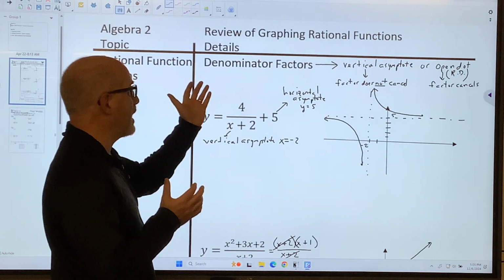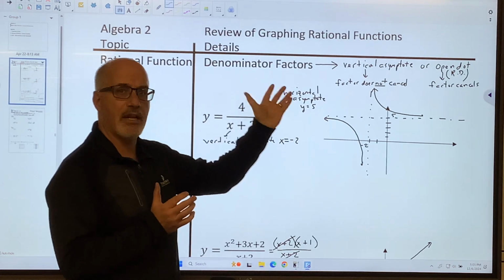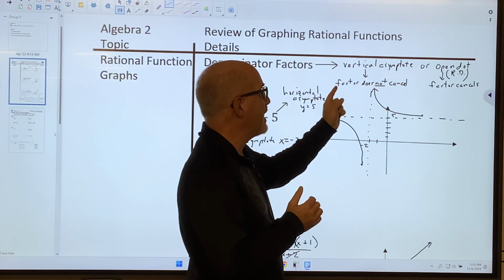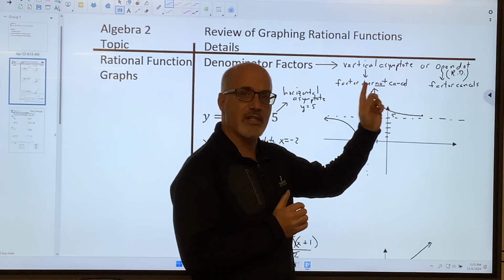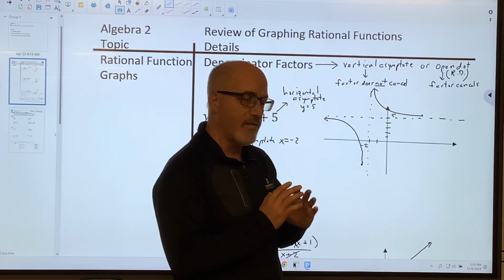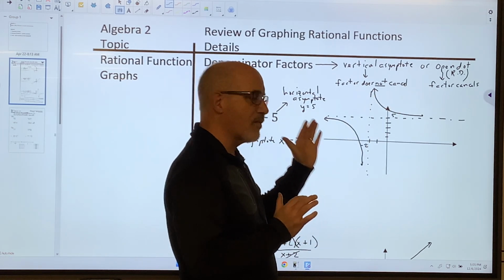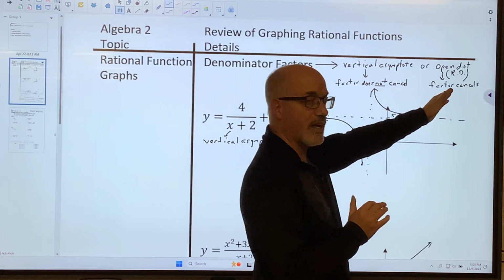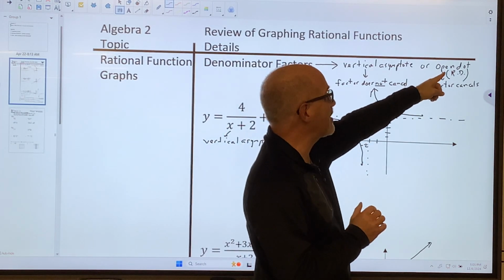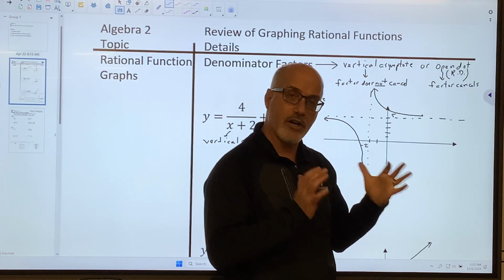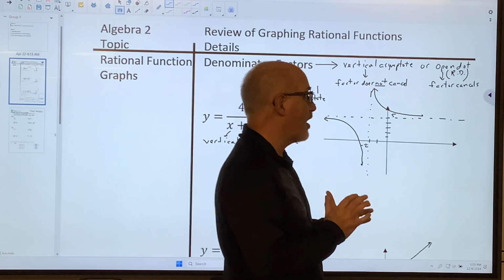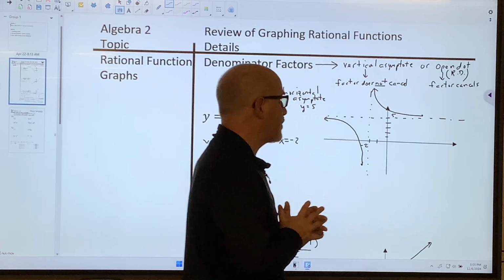First of all, to remind you, when you're looking at the denominator factors, you have a vertical asymptote when one of those factors does not cancel. If it doesn't cancel out, it gives you a vertical asymptote. Now, if that factor does cancel, it ends up with an open dot, or RD, removable discontinuity is the official term for that, on the graph. So let's look at this first one.